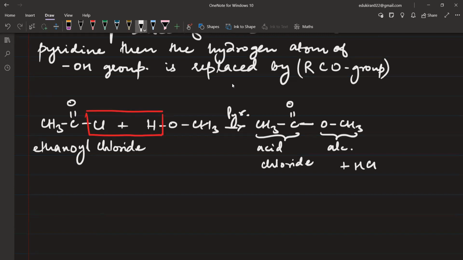Look at the acid anhydride: CH3 C double bond O, and then we are going to have oxygen only. We have not written hydrogen, that is why it is an anhydride. And in place of hydrogen, you already have carbon double bond O CH3. So this whole entity is known as acid anhydride.